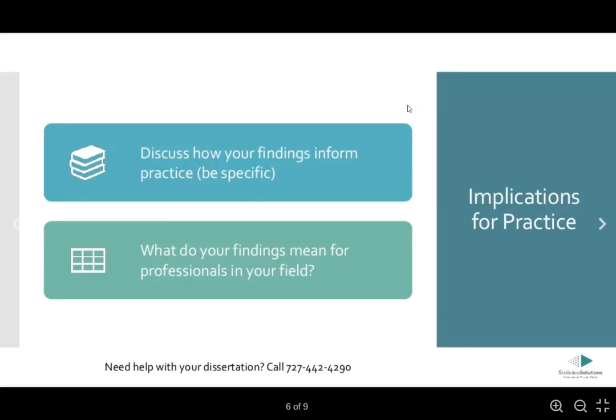Here you may also want to weave in the particular theory that you're using for your study. If you're using some type of behavioral theory to underpin your study, here you'll want to weave in how that theory really applies to the findings, and then the implications for practice as well.